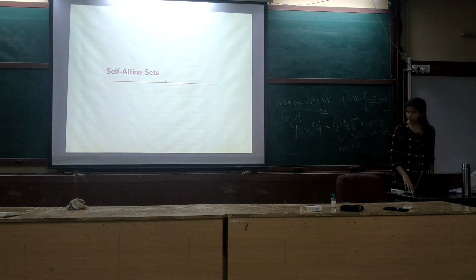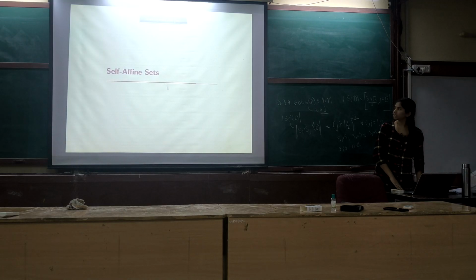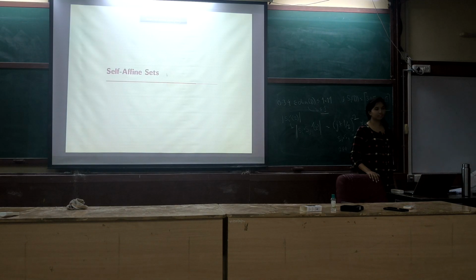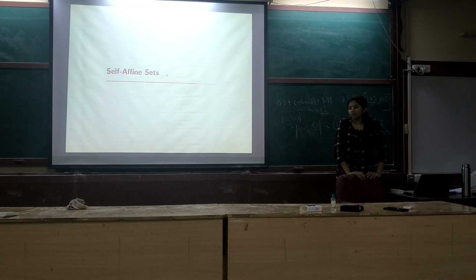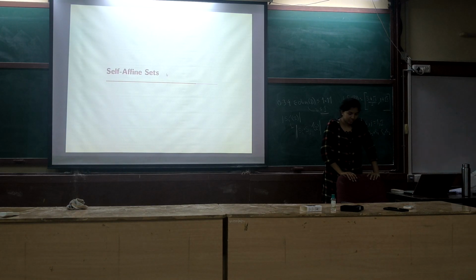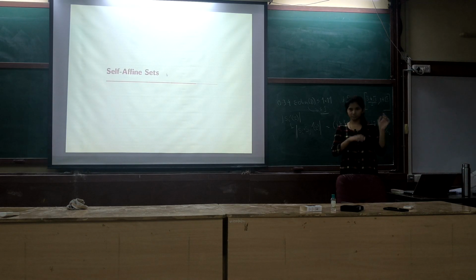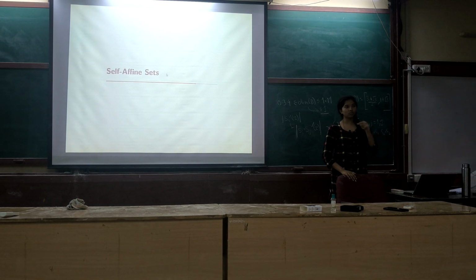Okay, so for the last topic we will try to talk about self-affine sets. Previously we talked about contractions. For each of the sets we considered, all the coordinates had the same contraction ratio. For example, in the triangle the contraction ratio was half. For the square, the Sierpiński carpet, the contraction ratio was 1/3. So both x and y were scaled by the same ratio. What if the x and y contractions are different?